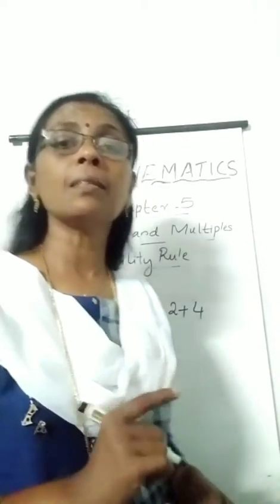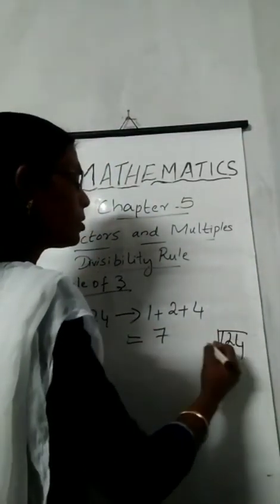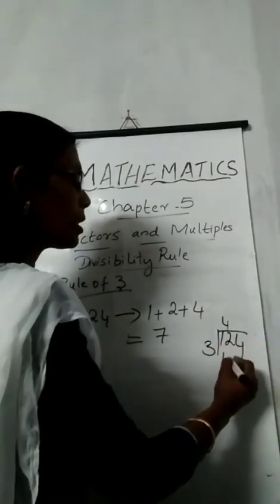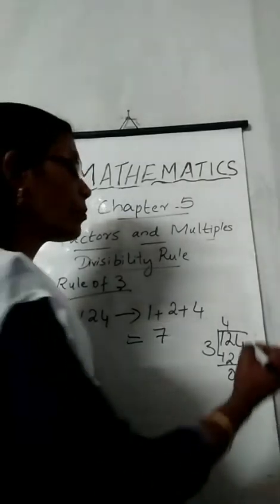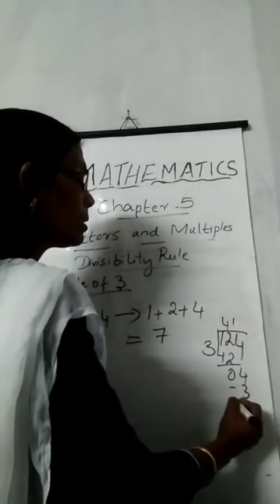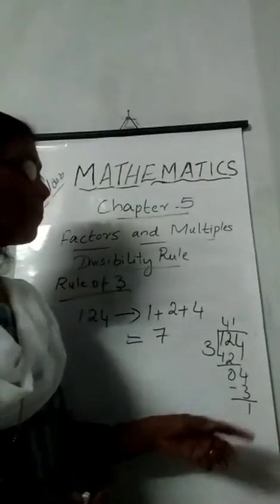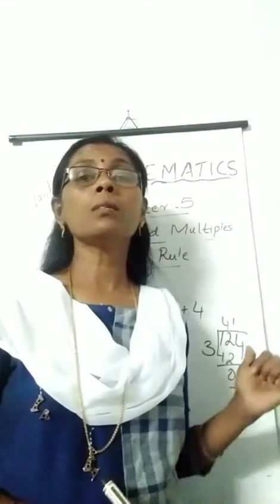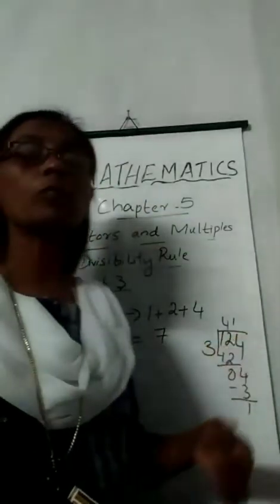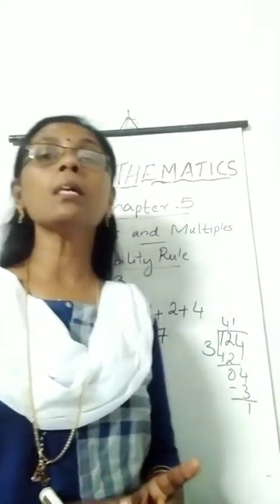Let us check this using the long division method. 124 divided by 3. 4 threes are 12, subtract, 0. Bring down the next digit, 4. 1 three is 3. Remainder 1. So what does this show? Here the remainder is 1. So 3 is not a factor of 124. That means 124 is not divisible by 3.